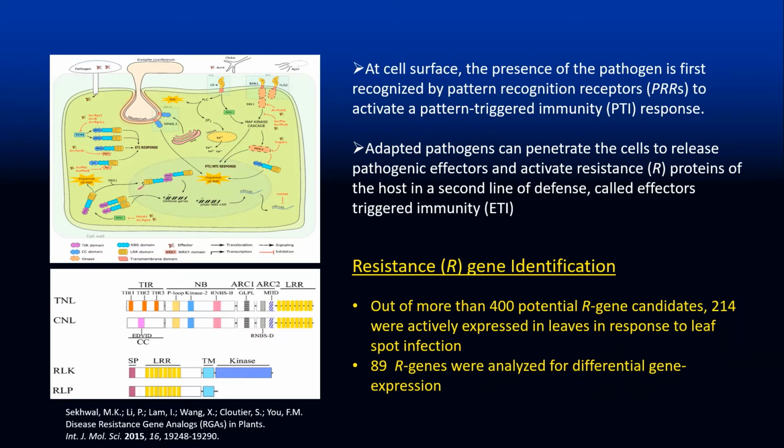So in resistance gene identification, the physical structure or the motifs are very conserved, so they have been cloned in many different plant species. In peanuts, more than 400 different potential resistance gene candidates have been identified, with 214 actively expressed in leaves in our study, and 89 of those resistance genes were analyzed for differential gene expression.